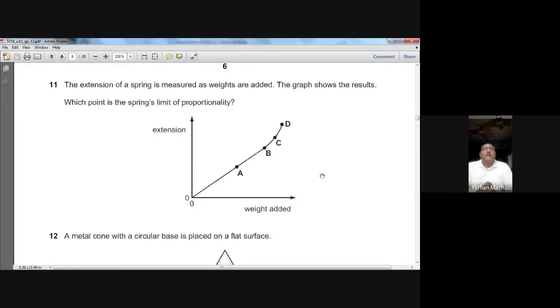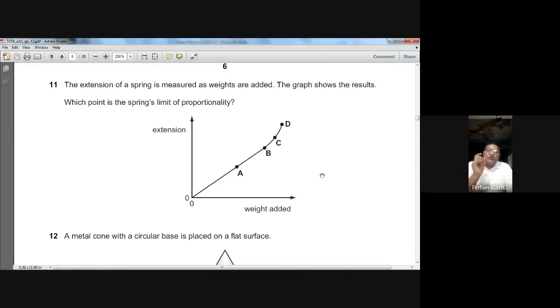On your screen, we have question number 11. The extension of a spring is measured as weights are added. The graph shows the results. Which point is the spring's limit of proportionality? The point till which the extension load graph, or extension weight graph, is a straight line. And after that point, the graph starts turning upward.